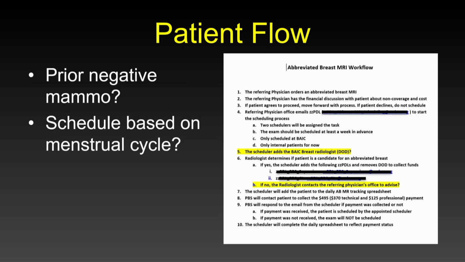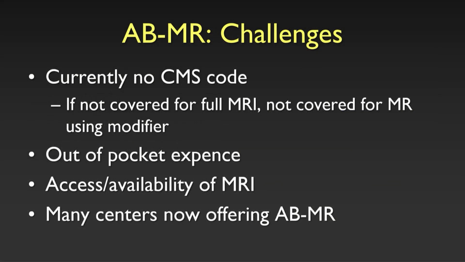You don't want to use ABMR for somebody coming in because they had a lump, right? You don't want to do symptomatic patients, or they had a callback from their mammo and that hasn't been sorted out and now they want this MR. So again, I mentioned that currently there's no CMS code. If it's not covered in full, they're not going to be covered using a modifier. It's an out-of-pocket expense.